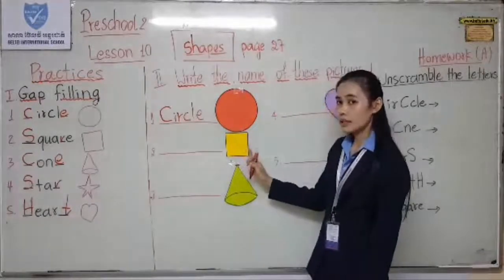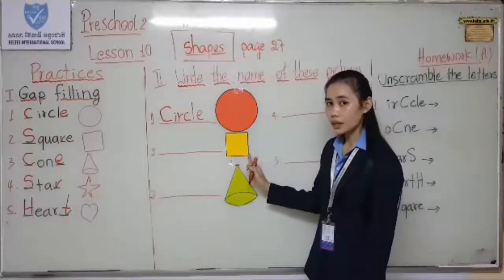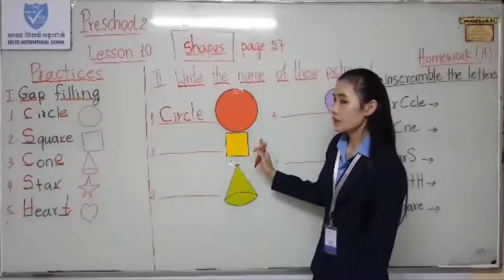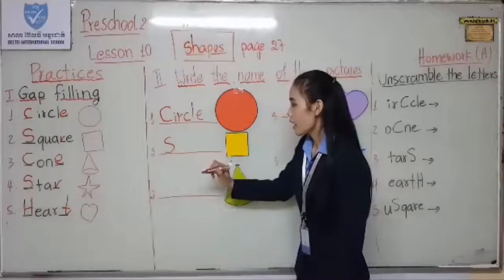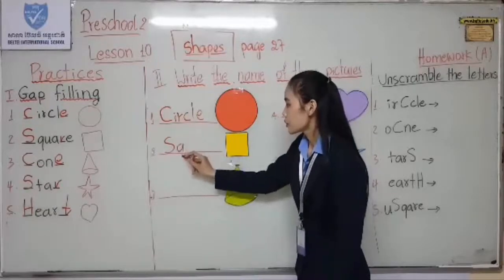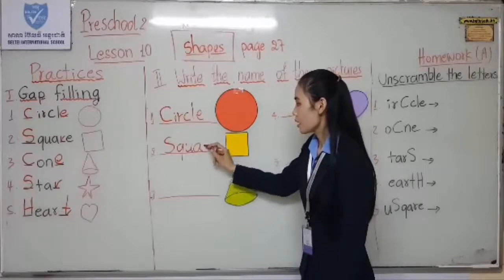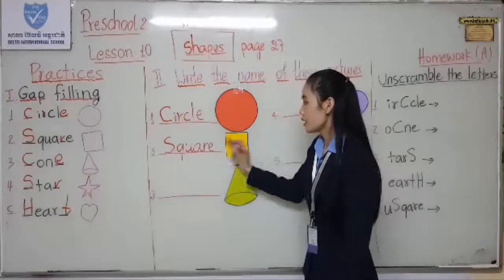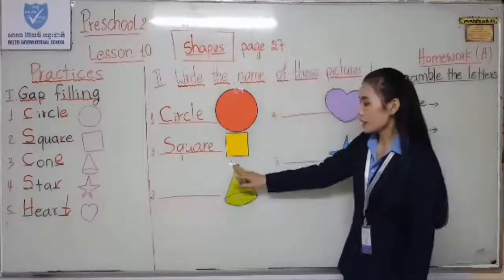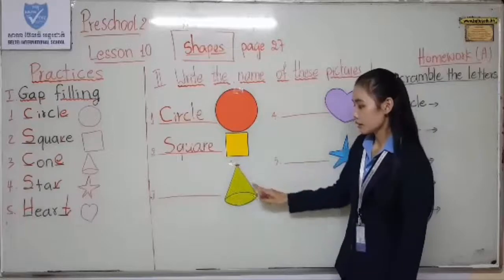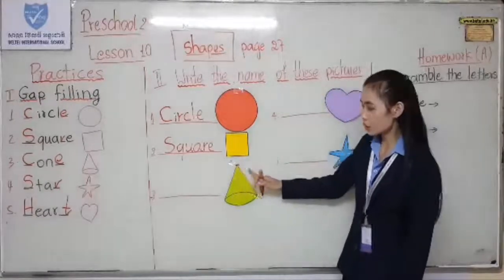What is it? Look at this picture, everyone, and let's see. It is a square. Can you spell square? So now, let's spell together. Square, we can spell S, Q, U, A, R, E. Square. So, go to number three. Look at this picture. What is it? It is a cone.